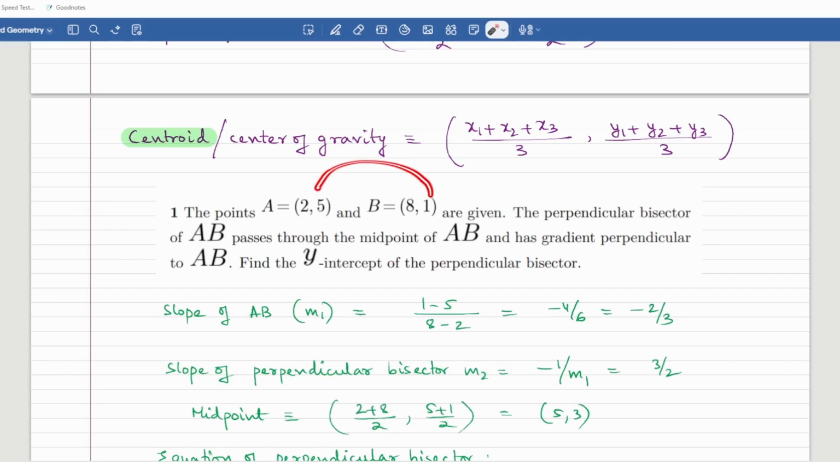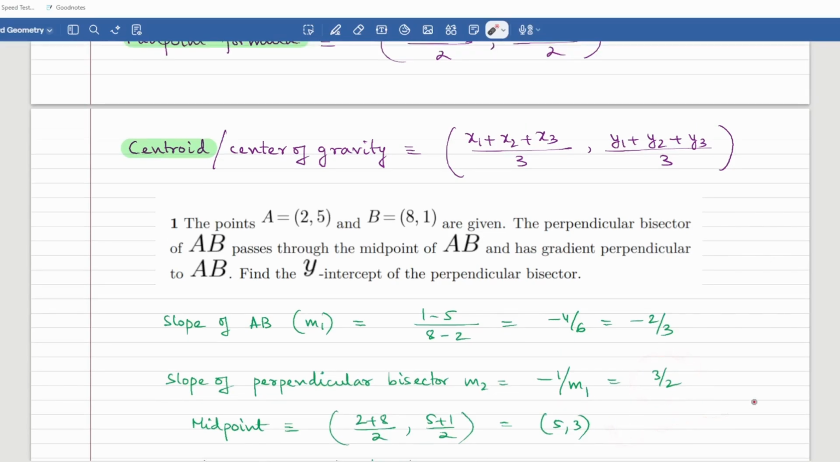So y2 minus y1 divided by x2 minus x1 would give you -2/3. The slope of the perpendicular bisector is the negative reciprocal of the slope of the original line. So that will be -1/m1, which would give you 3/2. Since we have the slope and a point through which the straight line passes, we can use the point-slope form to figure out the equation of the line.